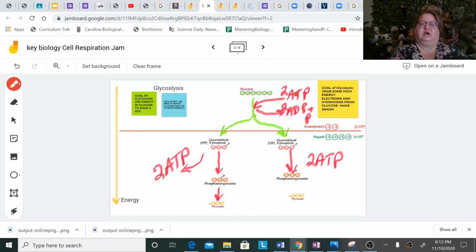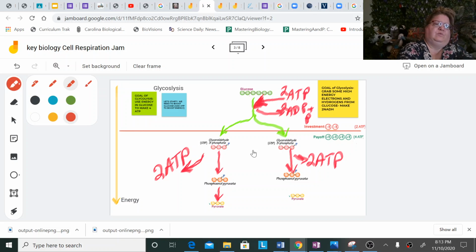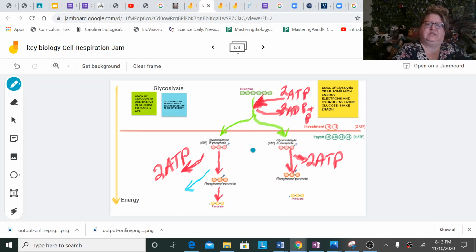And this is where our net comes in. Notice the arrow. We had to add 2 ATP. And now we get 4 ATP out. And so there's where our 2 net ATP comes from. And then we're almost done. We're going to be able to pull out 2 NADH. One on this side, and then one on this side.